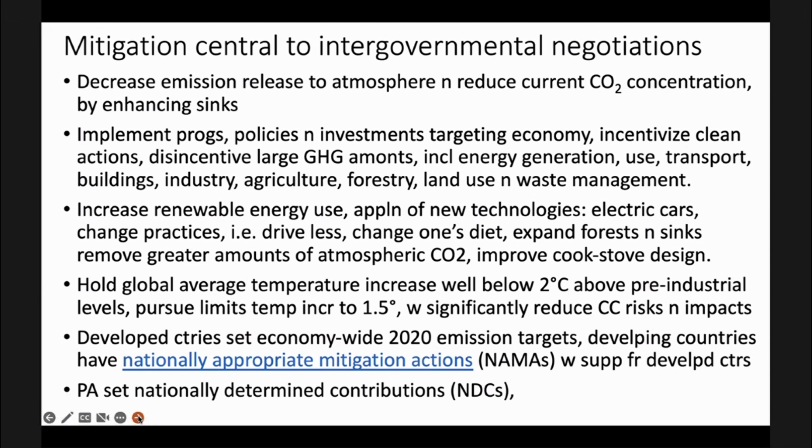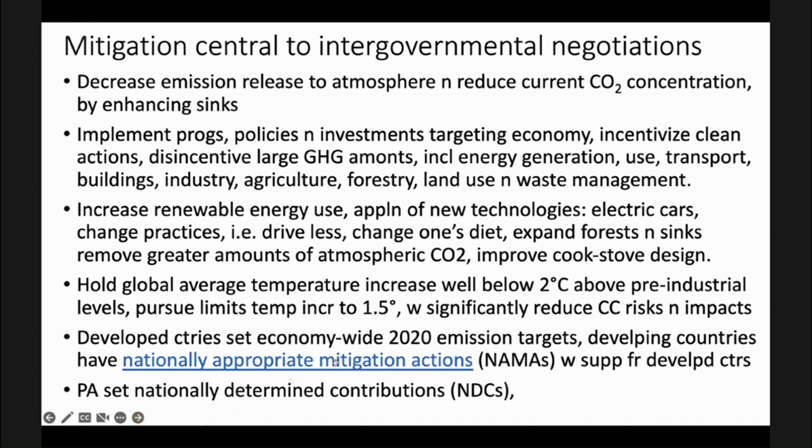And we need to recognize these various sectors: energy generation, use, transport, buildings, industry, agriculture, forestry, land use and waste management, which need to be well designed so that we minimize energy use. We need to increase renewable energy use. So some examples I've cited here: electric cars, change practices, drive less, change one's diet, eat simpler food, expand forests, help create sinks, remove greater amounts of atmospheric CO2, and improve simple things like a cooking stove design.